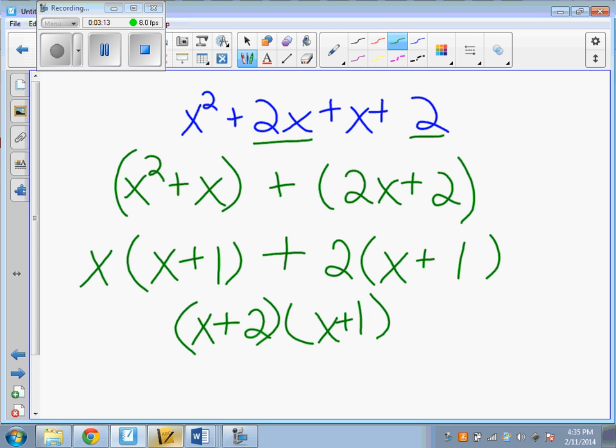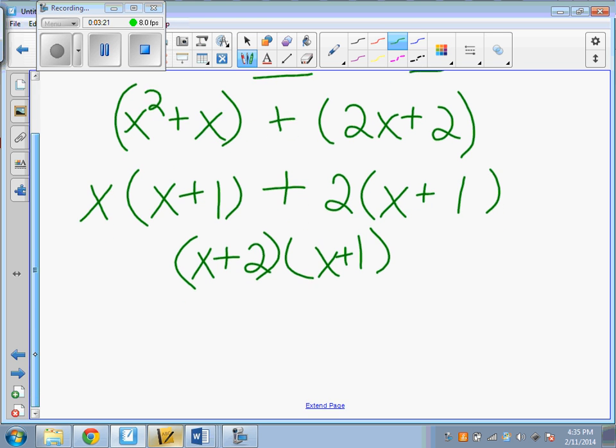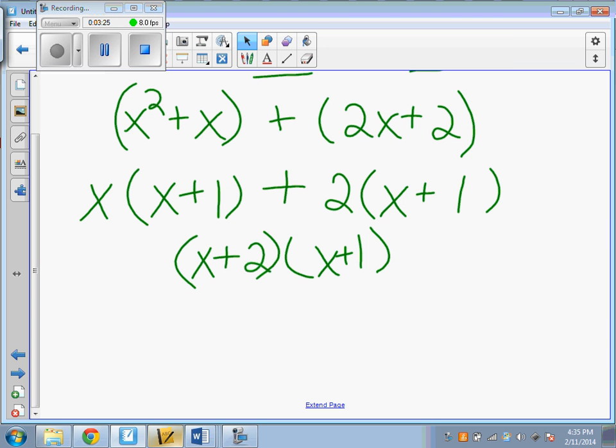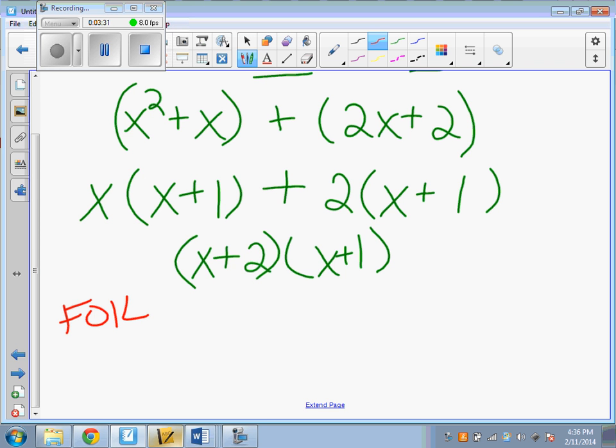So there we factored our 4 terms into 2 binomials, x plus 2 times x plus 1. And if you want to check and see if that works out, then you can use FOIL. Remember FOIL, first, outside, inside, last, tells us how to multiply 2 binomials.